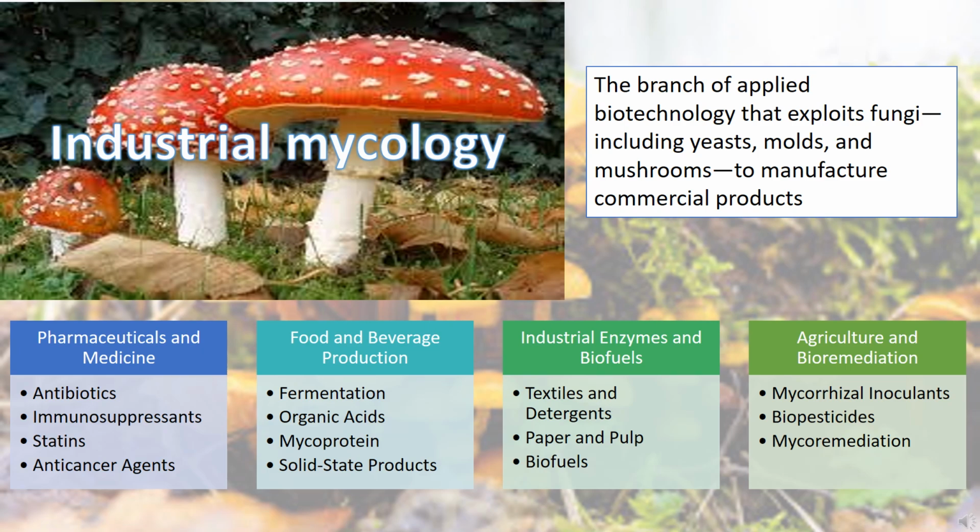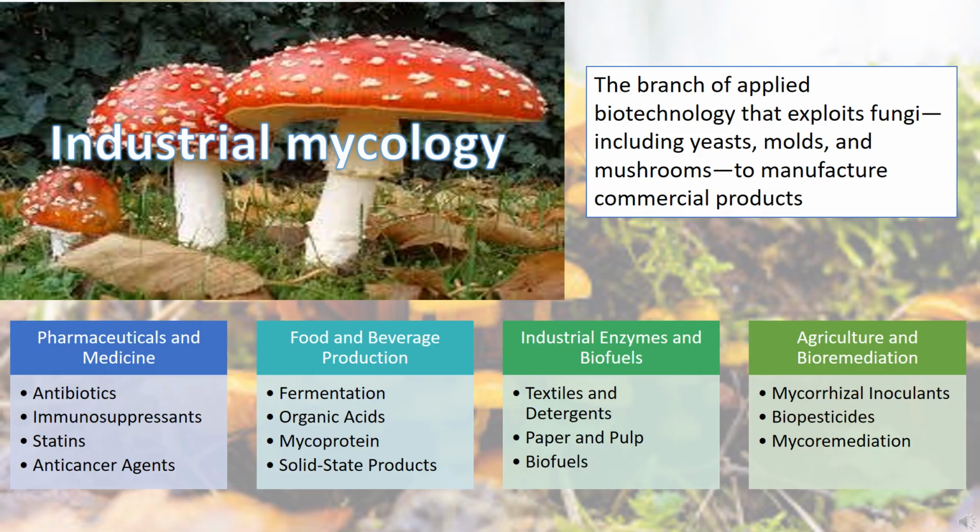Food and beverage production. Fungi drive both traditional fermentations and modern alternative protein industries. Fermentation. Saccharomyces cerevisiae, bakers' or brewers' yeast, powers the baking, beer, and wine sectors. Organic acids. Aspergillus niger is heavily utilized to produce citric acid and gluconic acid for food preservation. Mycoprotein. Species like Fusarium venenatum are grown in large bioreactors to produce meat alternatives like Quorn. Solid-state products. Molds drive the production of traditional foods like soy sauce, tempeh, and various cheeses.